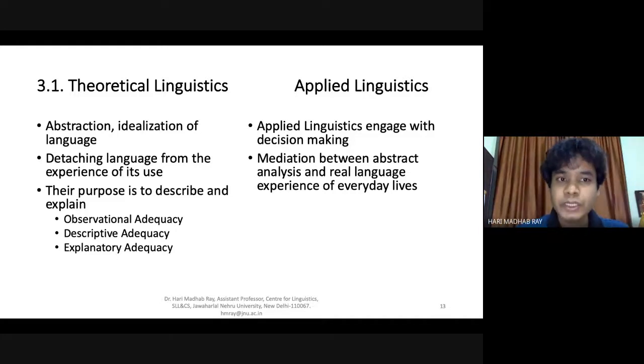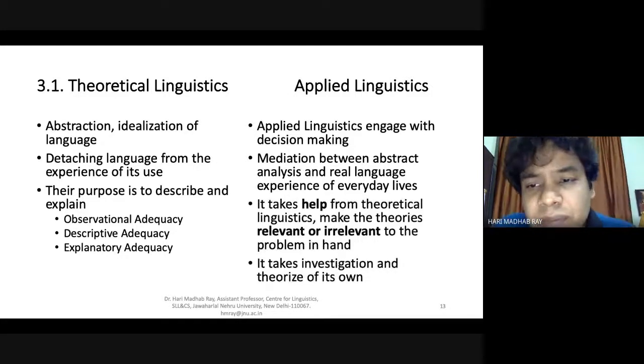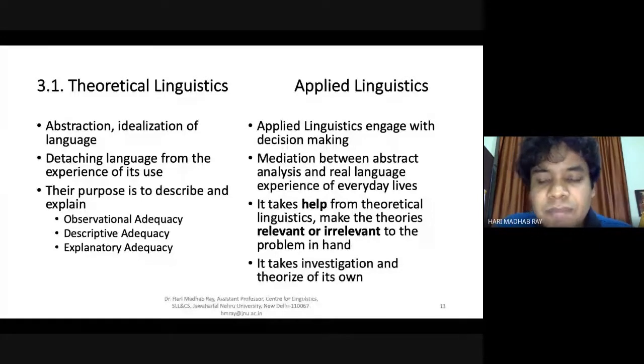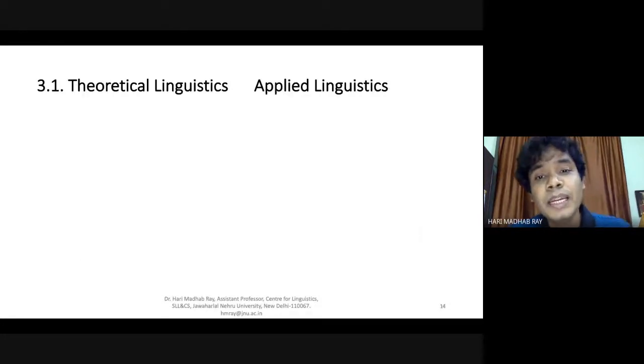The kind of theory that you have learned so far, why not apply those theories? And you can report back to the theoretical linguist that yes, your theory is not sufficient. Or maybe you can give a direction to theoretical linguistics as well. So it takes help from theoretical linguistics, and makes the theories relevant or irrelevant to the problem in hand. And it takes investigations and theorizes of its own. So this is where applied linguistics comes in.